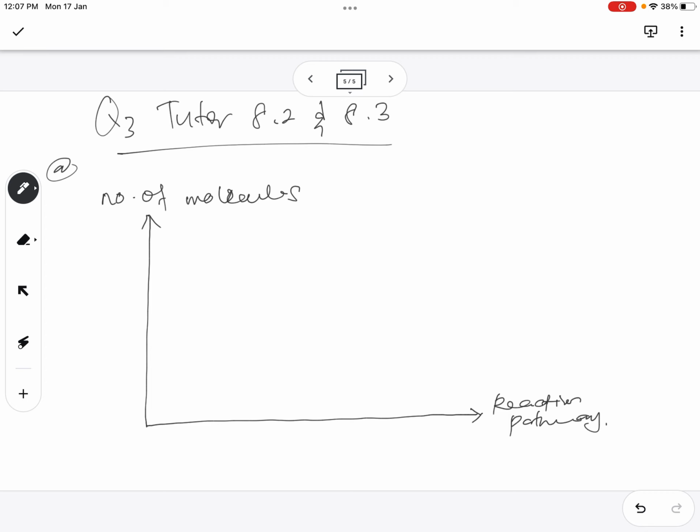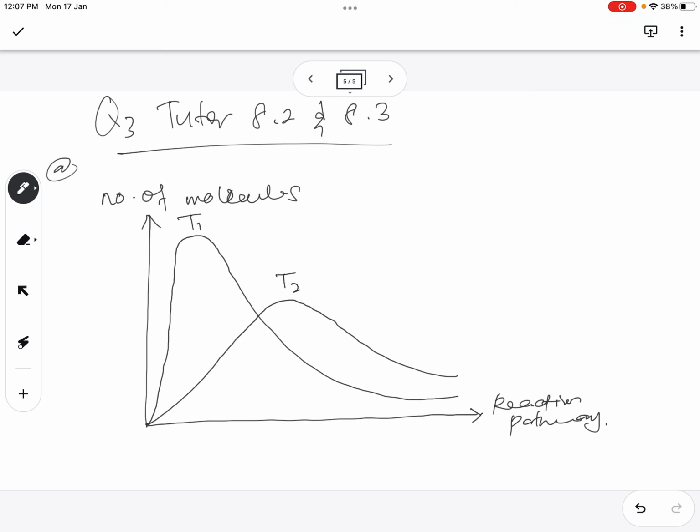And then we will have two different curves. Curve number 1, narrow and tall. Curve number 2, short and wide. I repeat again, short and wide. Like that. So this is T1, this is T2, T2 greater than T1. Then we have an important line called EA, the activation energy.